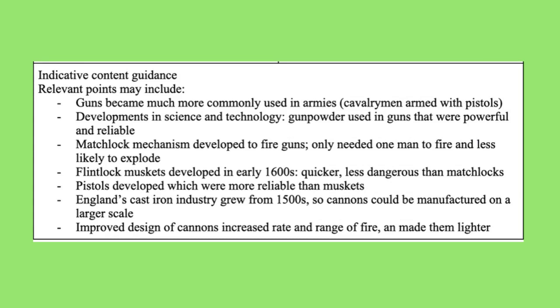So you could have discussed the role of technology in scientific development and relate it back to the question, so maybe saying that England's cast iron industry grew and expanded from the 1500s, and that meant that cannons could be manufactured on a much larger scale and therefore play a more significant role in warfare. You could also discuss the improved design of cannons because they could now fire at an increased rate and had an increased range of fire, and they were also made lighter. Take a look at the rest of the points here though to see if there's anything you could have added to your answer.